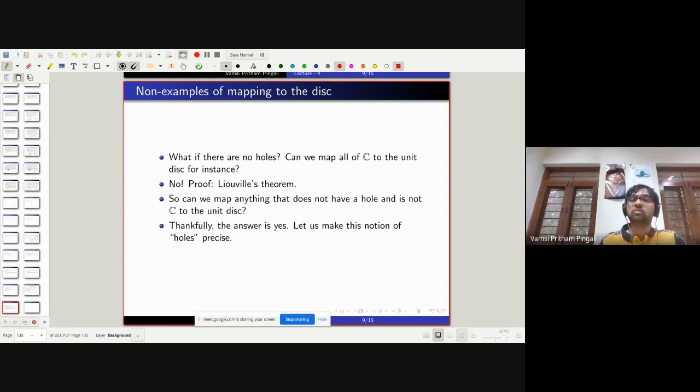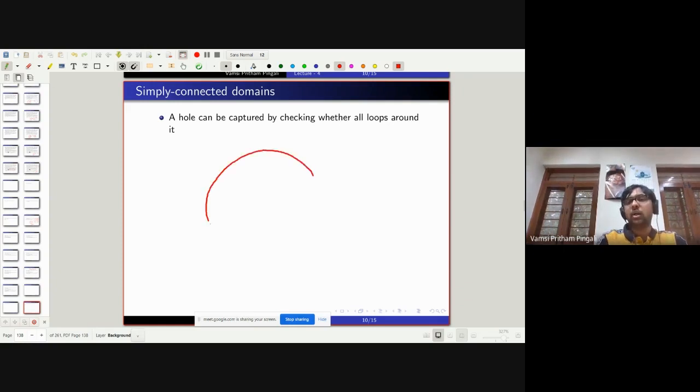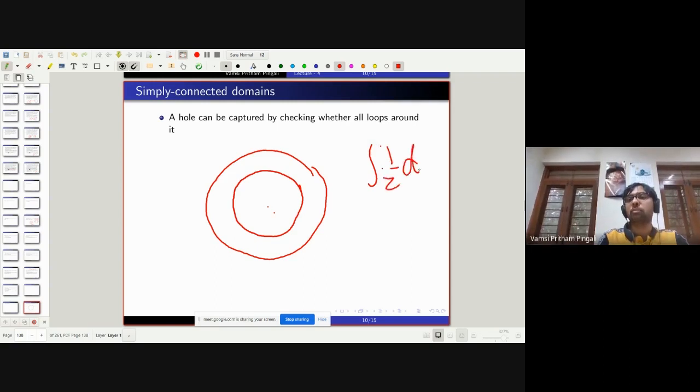How do you define a hole? Domains that don't have holes are called simply connected domains. A hole can be captured by checking whether all loops. So how can I characterize this hole at the origin? One way is by using this notion of a winding. By checking if around all closed curves, this is 0 or not. Is the integral of 1 by z minus a 0 for all a in the domain? If this is true, then it has no holes.